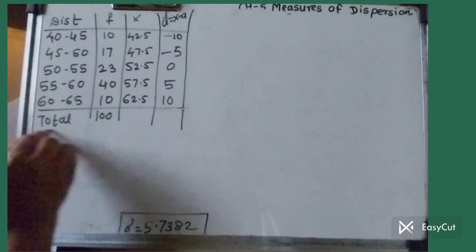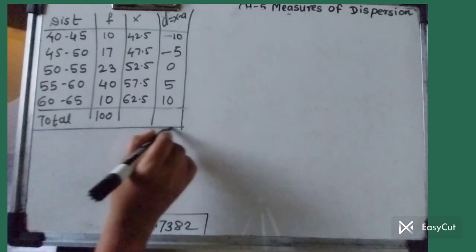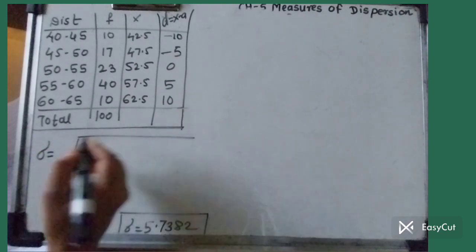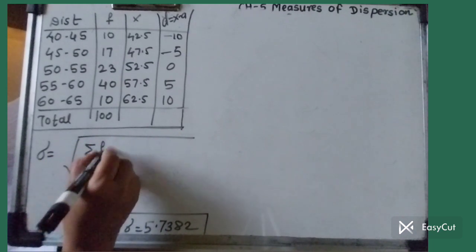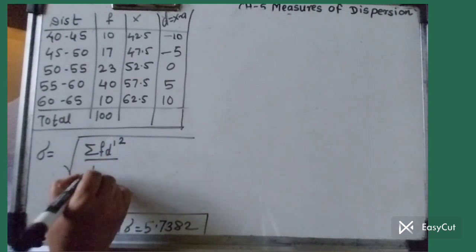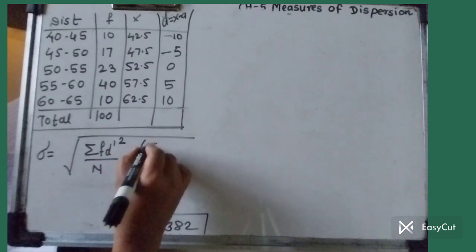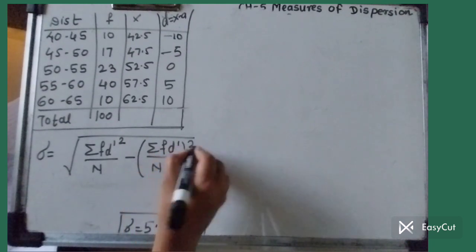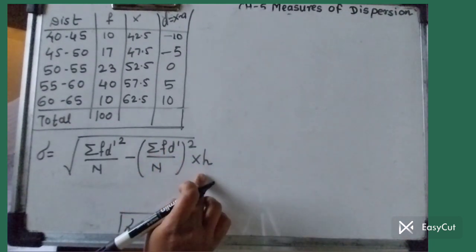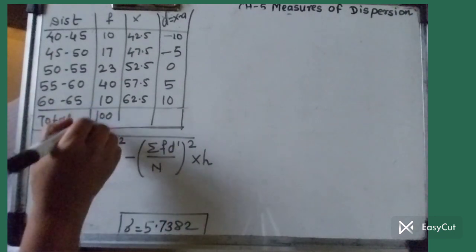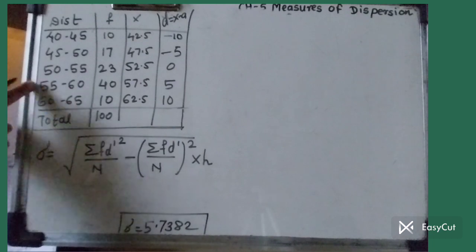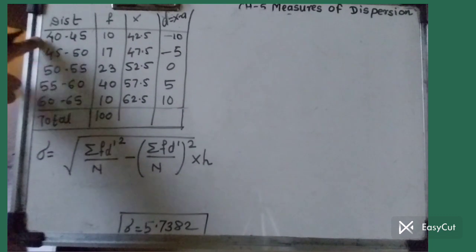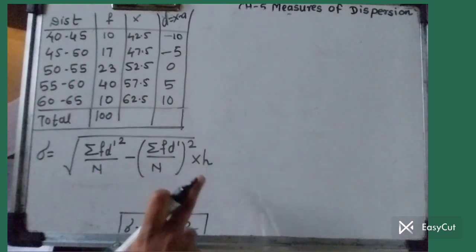Okay, first I write down here the formula for step deviation. Sigma equal to under root summation f d dash square upon capital N minus bracket summation f d dash upon capital N bracket square into h. h is the class width. What is the class width here? Class width is the difference between two successive lower limits. So it is 45 minus 40 is 5. So h is 5 here.